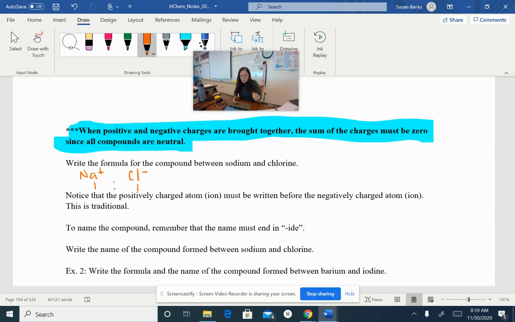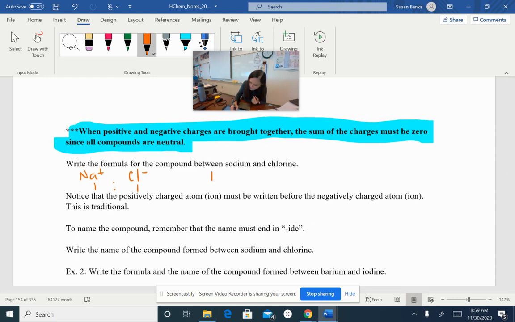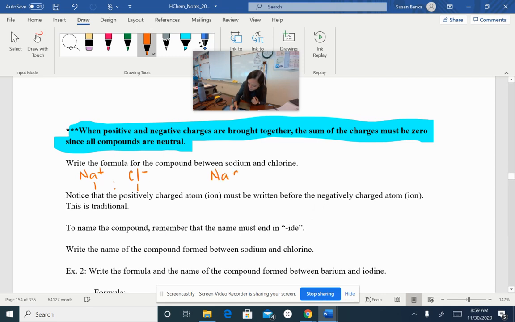Okay? So when I write this, I'm going to just have 1 of each. Okay? Notice that when I wrote this, I wrote the positively charged ion first. Okay? It's kind of just normal convention in chemistry. We always write the positive ion first. Okay? This is traditional. So it's kind of like sentence structure.